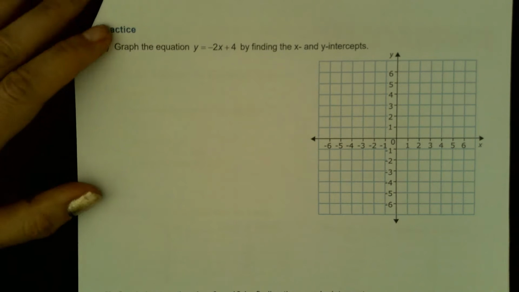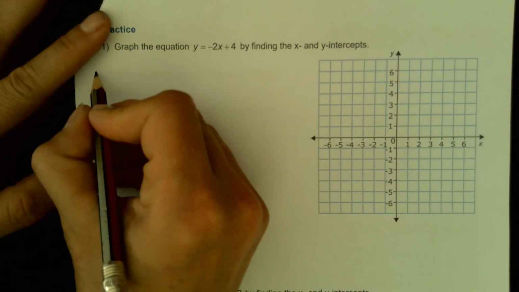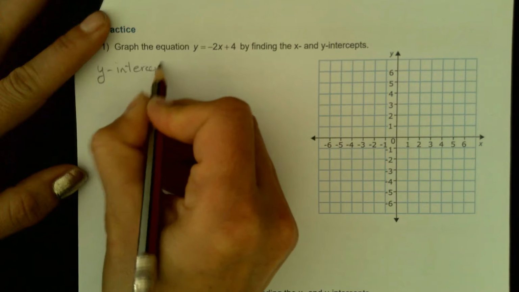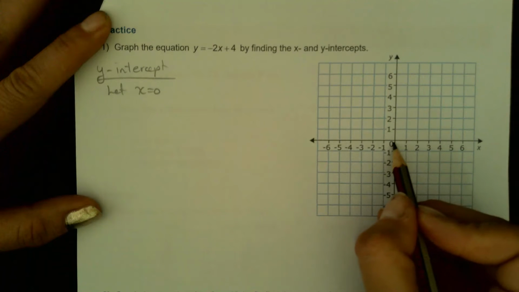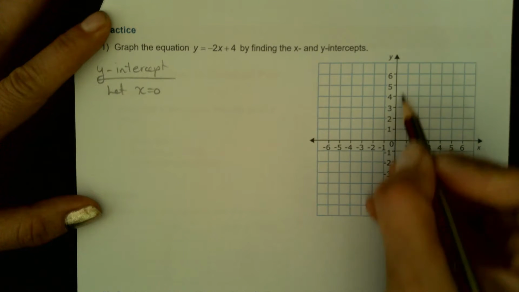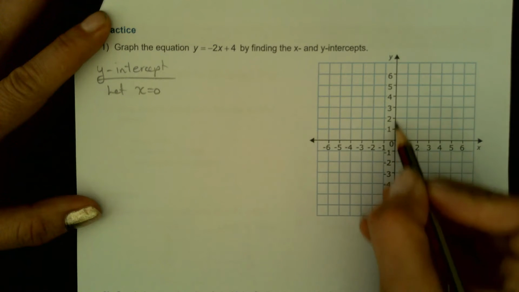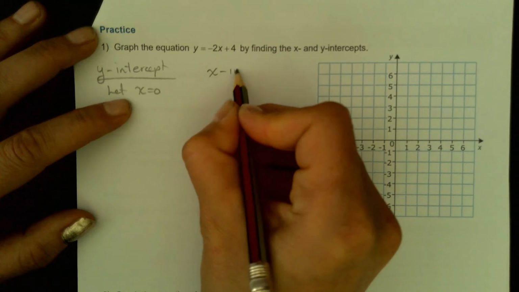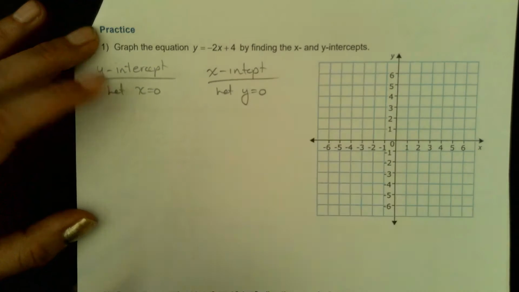Okay, so first, to find the x and the y-intercept, to do the y-intercept, you do let x equal 0. Because if x is 0, if you're here sitting at 0, you can go up and down and be on the y-axis, but you can't go anywhere on the x-axis. So that's my y-intercept. Then my x-intercept, I'm going to find it by going let y equal 0.